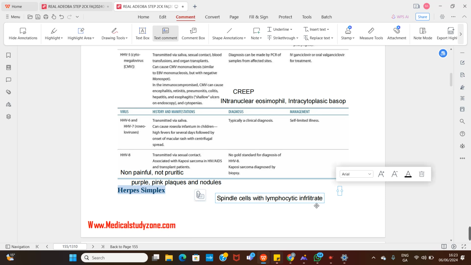So don't forget, the lesions are nodular lesions with plaques, and they appear violaceous or purple in color or pinkish, and they are not pyretic, they are not painful. So if you get a question saying you have non-painful, violaceous or pink nodules or plaques in an individual with background immunosuppression, and they did the biopsy and saw lymphocytic infiltrate surrounding the spindle cells, think about Kaposi sarcoma.